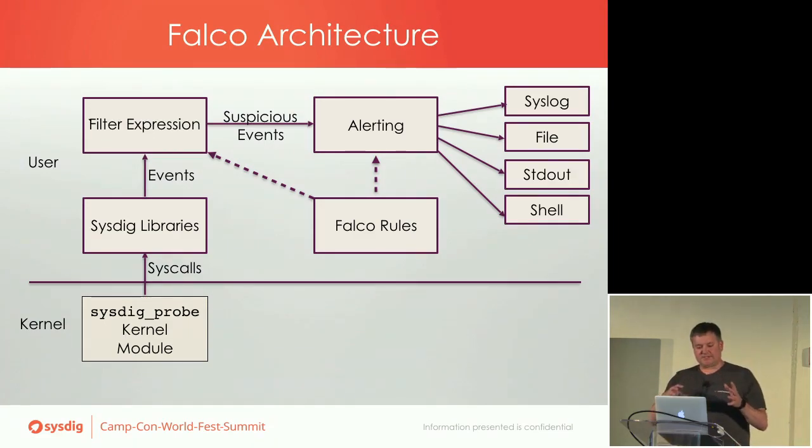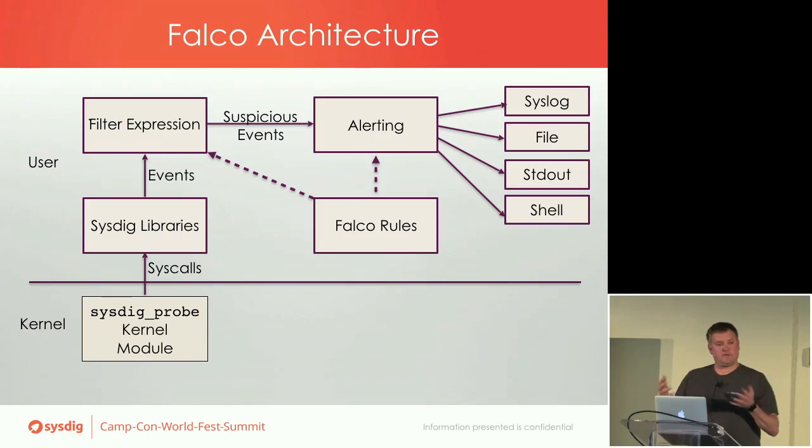So we start with this Sysdig probe kernel module. It's tapping into the stream of system calls that are happening on the machine, and everything's flowing up to user space. We have the Sysdig libraries that turn the raw system calls into higher order events. So we're building up state. We're decorating the events to say, okay, this thing actually happened in this pod or in this container, in this orchestration level namespace or deployment or something.